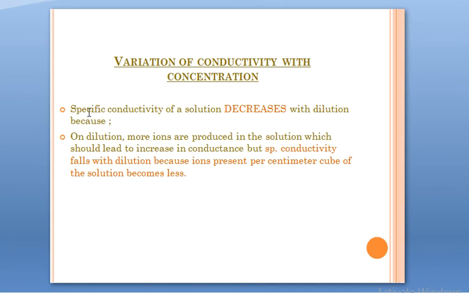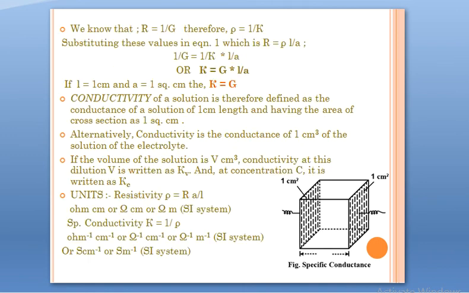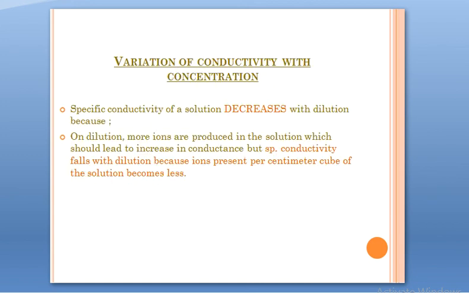Right? That is why it is specific. We are considering specific dimensions, and within those specific dimensions only we define this conductivity. That is why it is known as specific or simply conductivity. I have highlighted this because usually conductivity increases with dilution. In this case, in case of specific conductivity, it will decrease. So note it down.